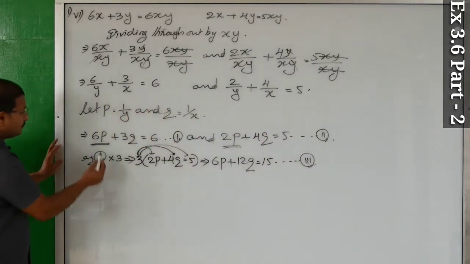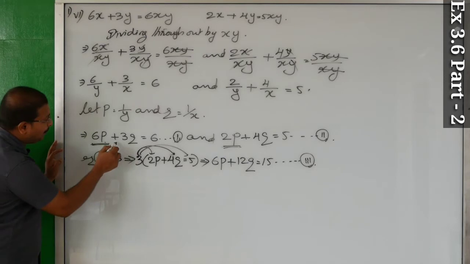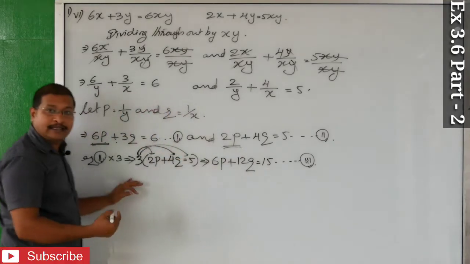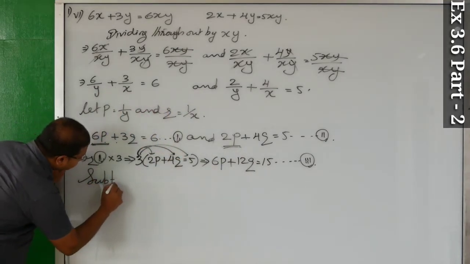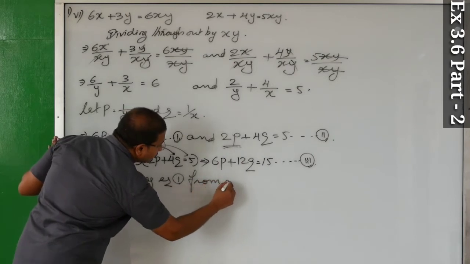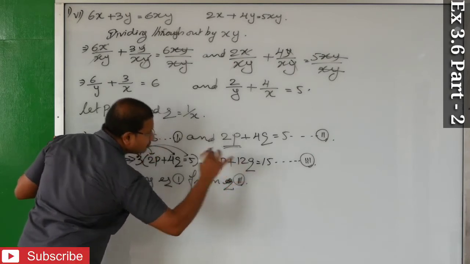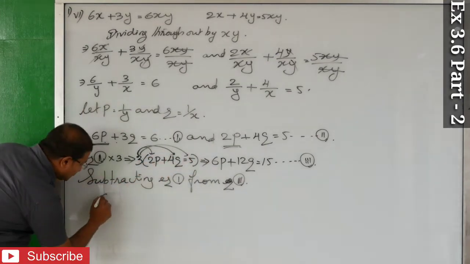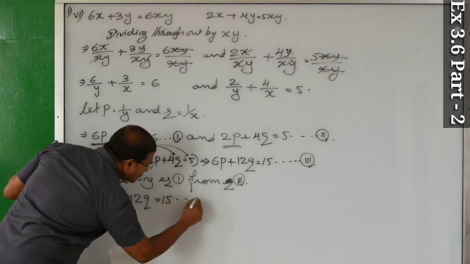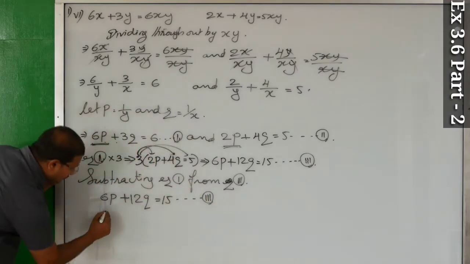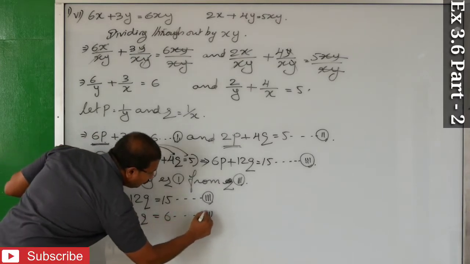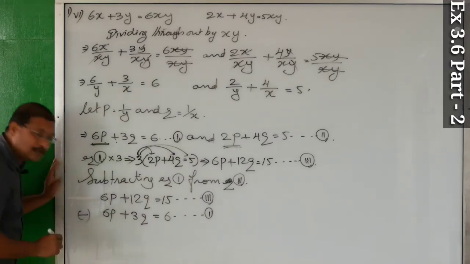Now see, the first equation is 6p plus 3q equals 6, and the third equation is 6p plus 12q equals 15. That means we'll subtract equation 1 from equation 3. That means the third equation we'll write first: 6p plus 12q equals 15. This is the third equation. After that, the first equation is 6p plus 3q equals 6, equation number 1. Ready? Now subtracting, what will happen?